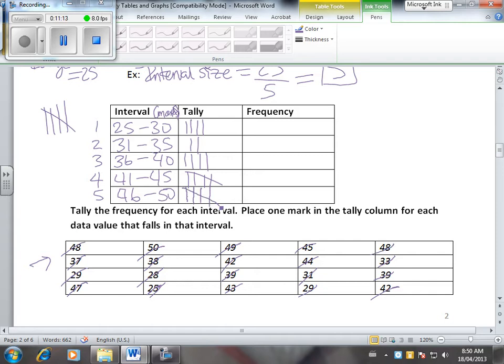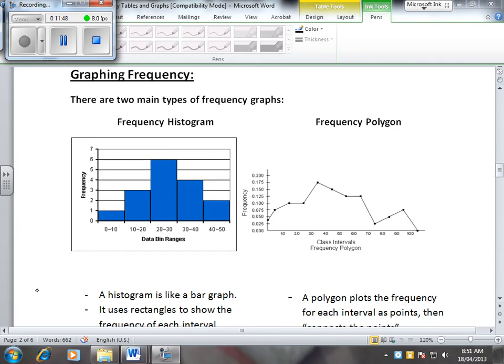So those are our tallies, and then in our frequency, we can bring this over here. It's a frequency of 4, 2, 4, 5, and 5. So right here you can see the instructions. Tally the frequency for each interval, place 1 mark in the tally column for each data value, and that's what we did. And so this is our frequency table, which does help us organize the data. But you'll notice in magazines or newspapers or school, we never really see these tables. What we normally see is a graph of some sort, a bar graph or a chart like this, a polygon or a pie chart, which are now called circle graphs.